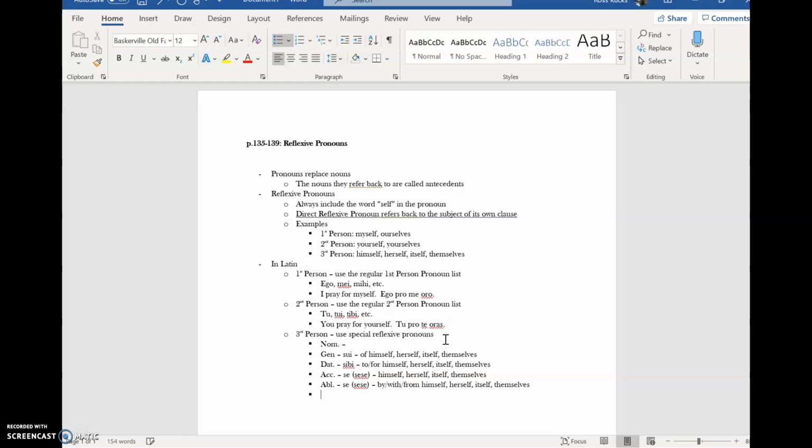So if we wanted to say, for example, they pray for themselves, we would use the normal they, which in this case, let's just go with a masculine example. So ei pro se, or we could also say ei pro se orant. Okay, that's pretty much the reflexives in a nutshell. If you have questions about those or you're confused, be sure to ask me. After you do exercise 153, you should be able to post it back.